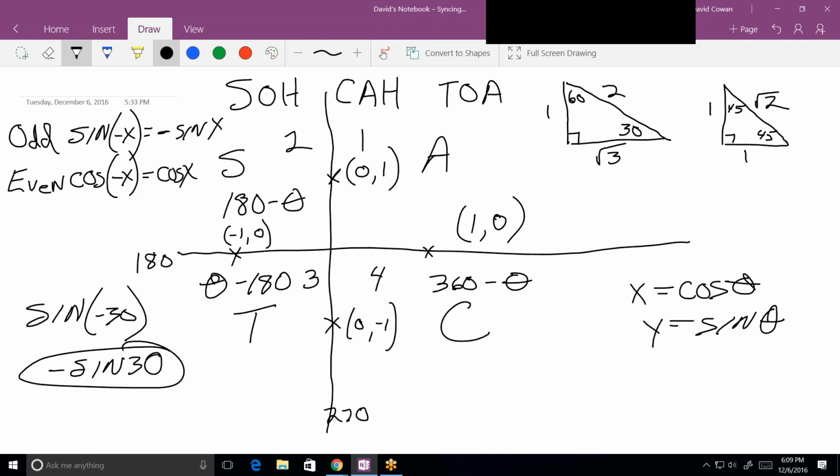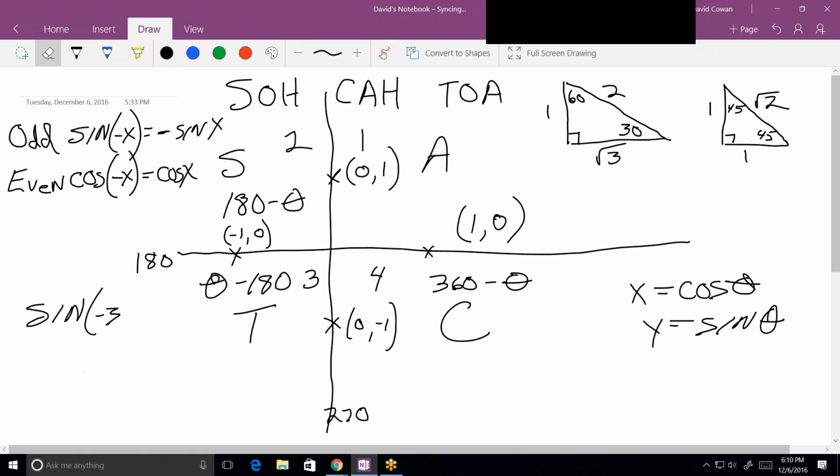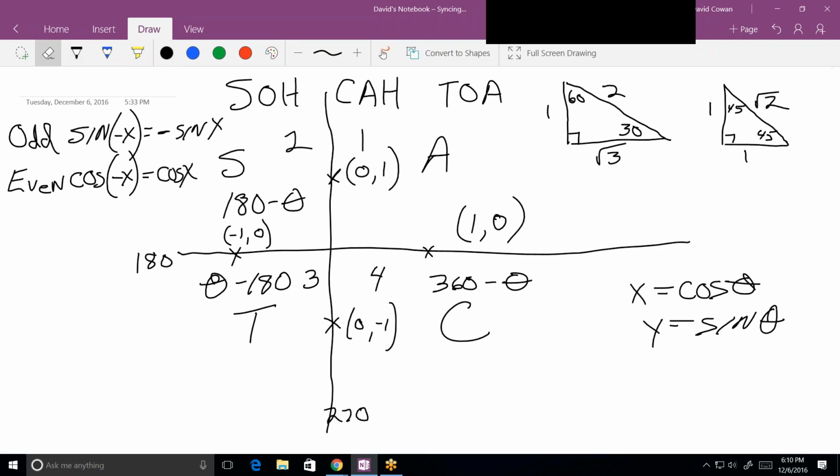You with me? The other trig function is tangent, and it is also odd. In other words, the tangent of negative x, a negative angle, is equal to the negative tangent of the positive angle. So sine and tangent are odd, cosine is even.